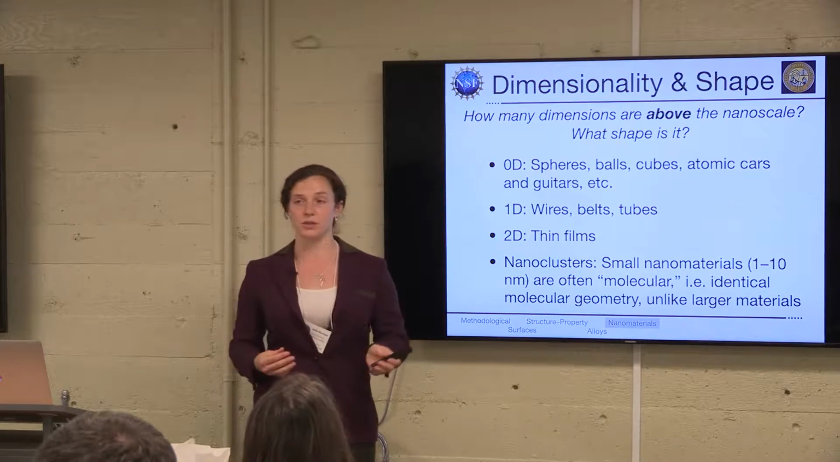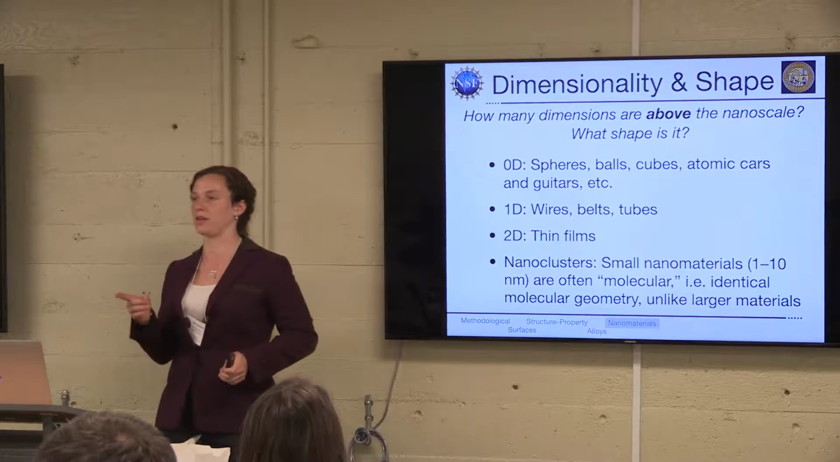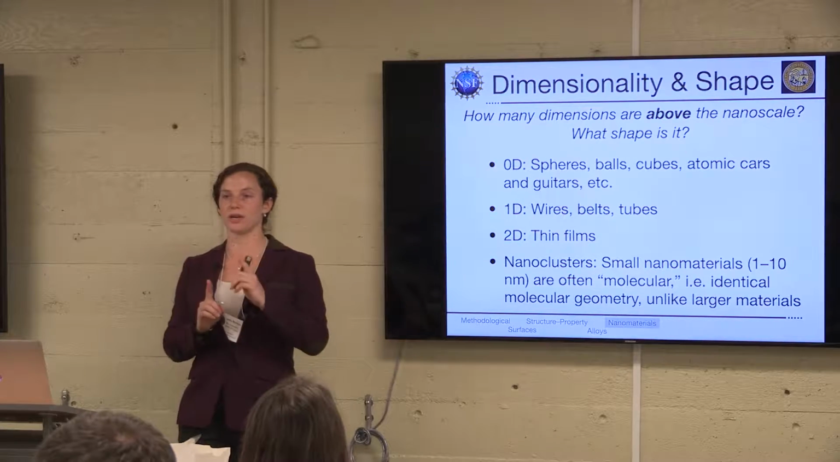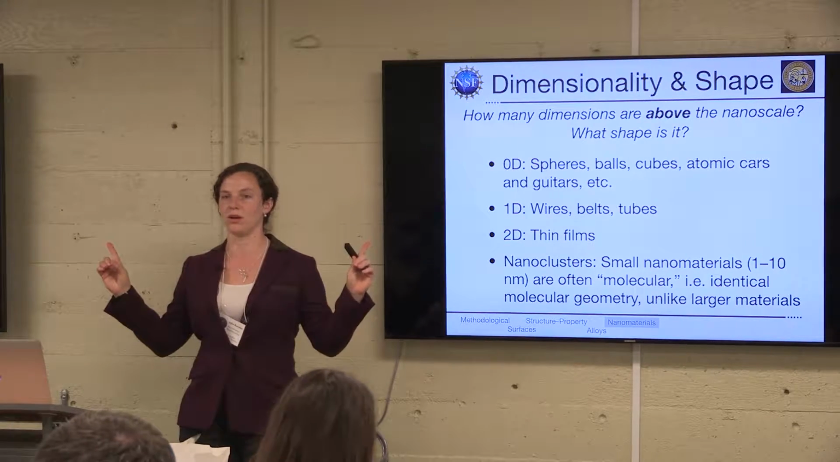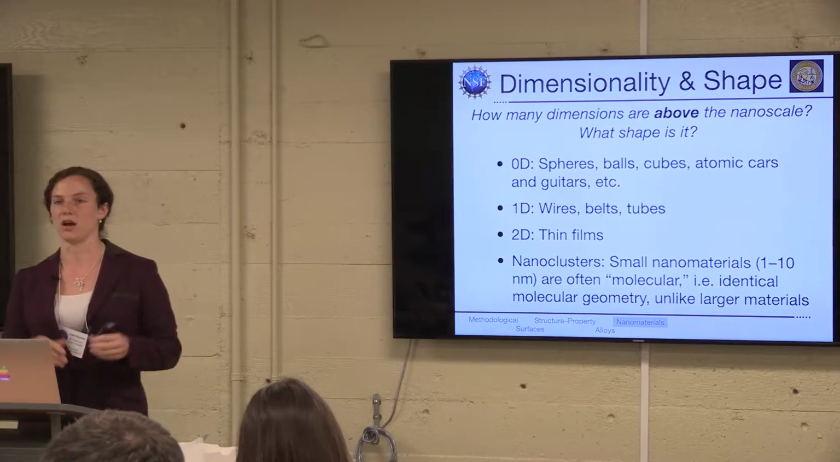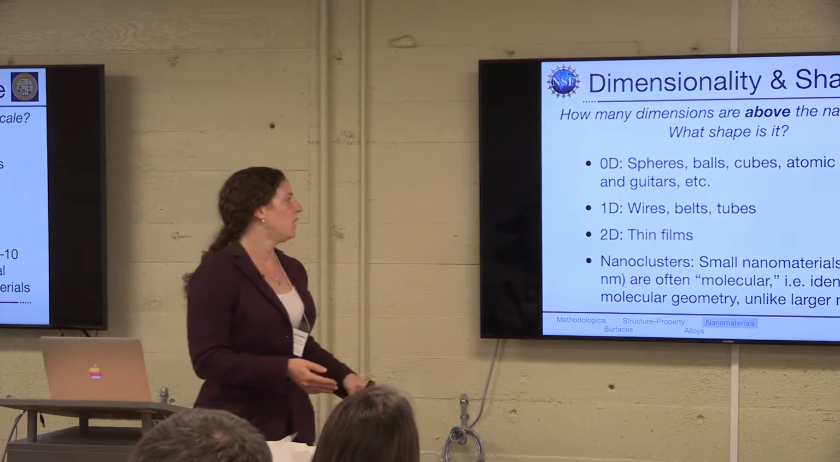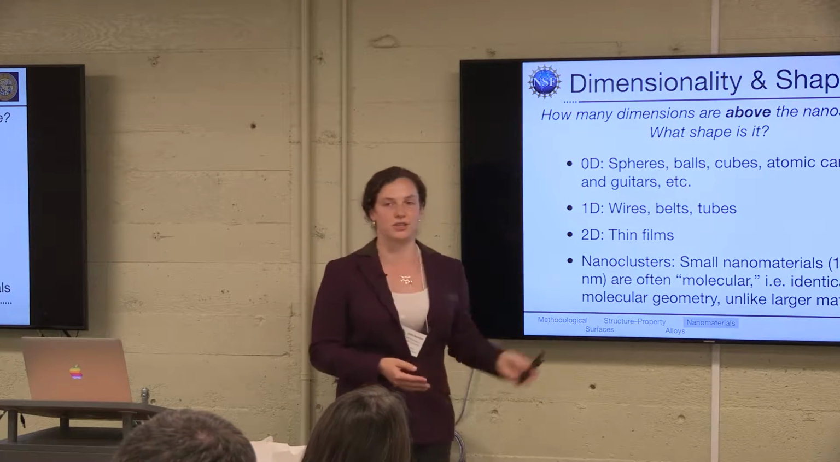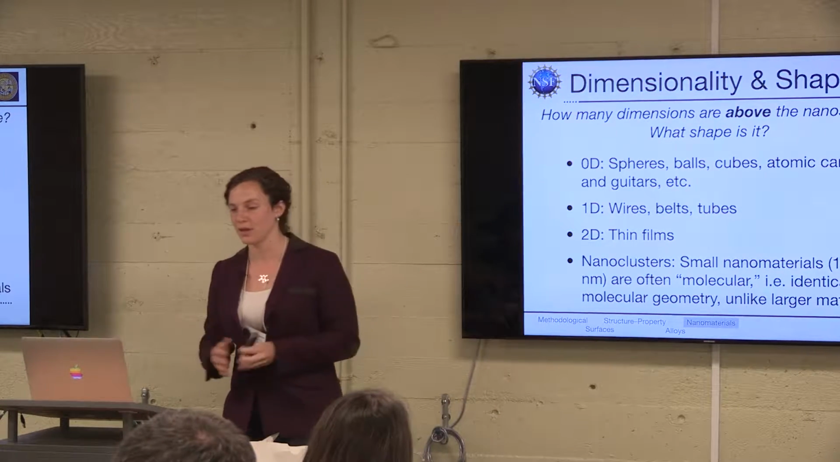You have 1D materials, which have 1 dimension above the nanoscale. If you think about that, it's really small in 2 directions. That means there's 1 direction where it's really long. Therefore, you get things like wires and belts and tubes, carbon nanotubes, 1-dimensional. 2-dimensional is a little bit easier. It's just thin films, right?